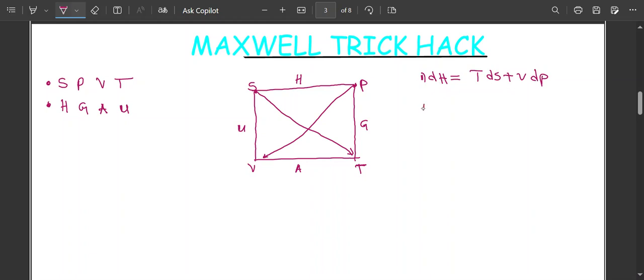The second equation that we can have here is, I'll write dG if I want. Okay, dG. This dG now is equal to, have you seen G here?